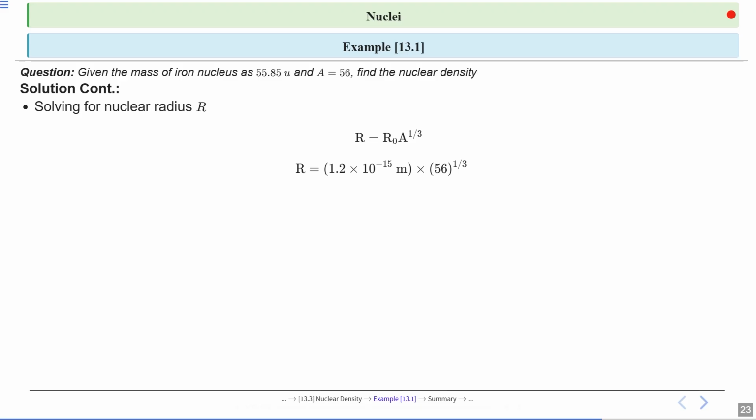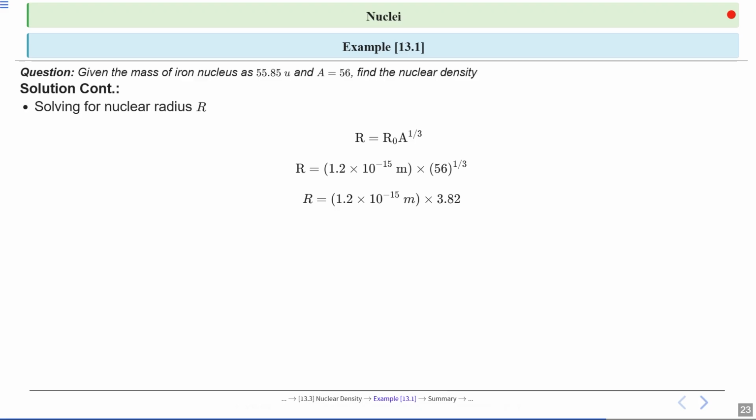Let's substitute the values into the formula. We have R equals 1.2 times 10 to the power minus 15 meters multiplied by 56 raised to the power 1 by 3. Here 56 is the mass number for iron, and we are raising it to the 1/3 power to find how much bigger the nucleus is compared to a single nucleon.